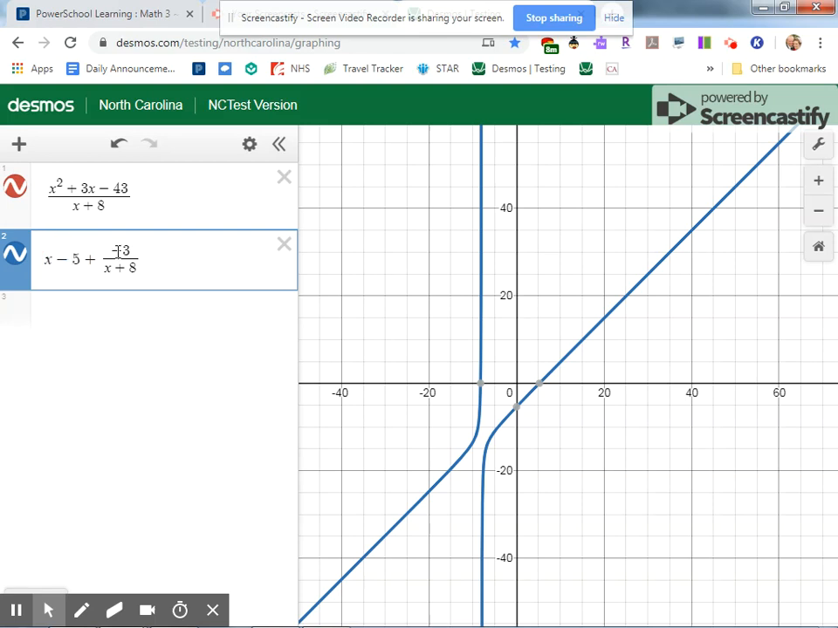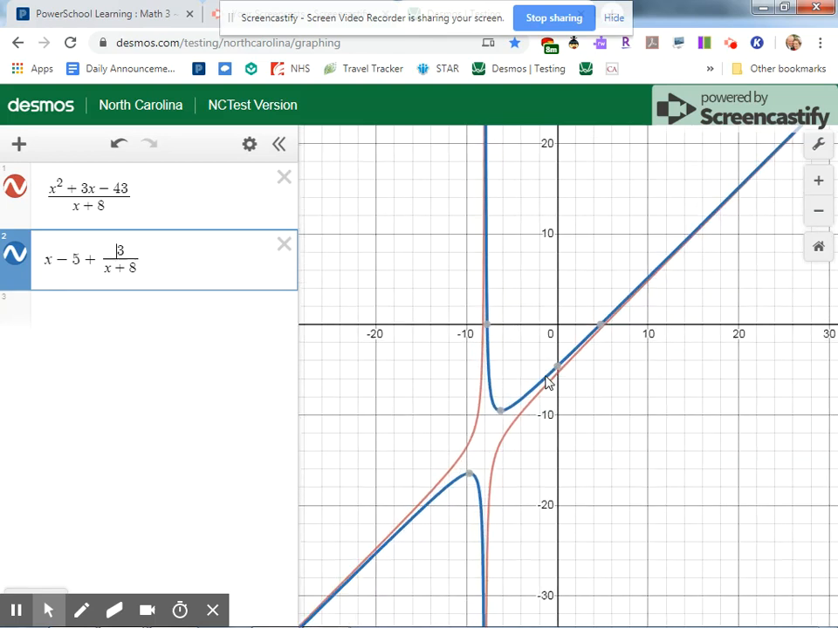Again, if you messed up a sign somewhere, say you didn't have that negative, notice these are not the exact same graph. They're close, but they're not exactly the same. So that's what you're looking for when you're plugging into graph to check.